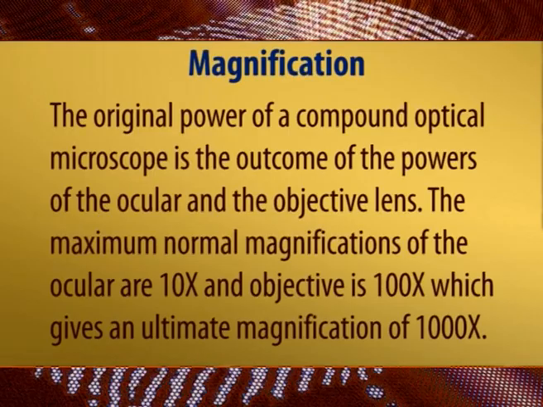Now, what is magnification? The overall power of a compound optical microscope is the product of the powers of the ocular and the objective lens. The maximum normal magnifications of the ocular are 10x and objective is 100x, which gives an ultimate magnification of 1000x.